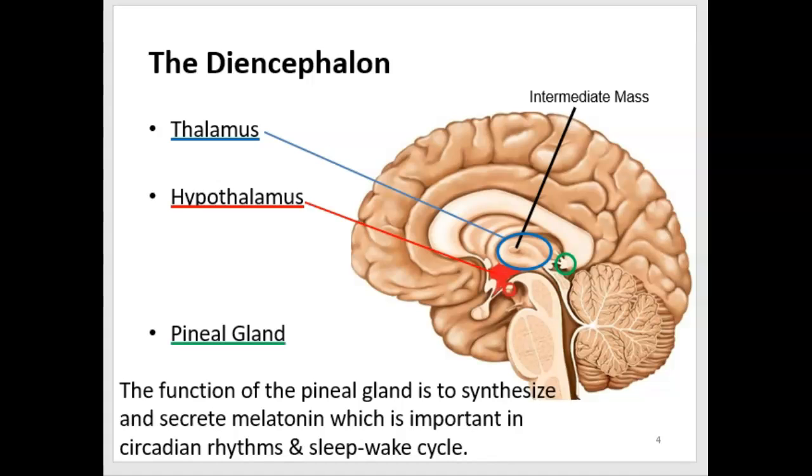What the black line points to is the intermediate mass. Notice that the hypothalamus, shaded in red, is named hypo because it lies inferior to the thalamus. The pineal gland is circled in green, and its function is to synthesize and secrete melatonin, which you've probably heard of, and is important for our circadian rhythms and our sleep-wake cycle.